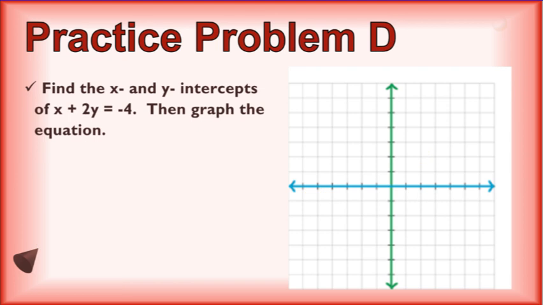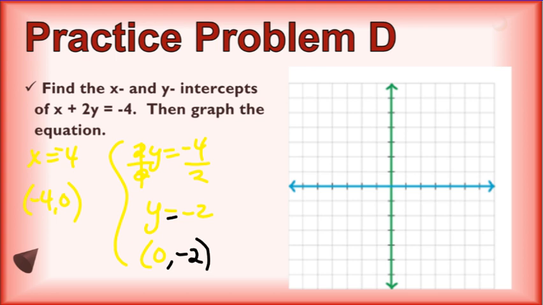And a couple more. Here, find the x and y intercepts. So when y is 0, x equals -4, so our point would be -4, 0. On this side, we got 2y equals -4. Get y by itself, divide by 2. Y would equal -2. So our point, when x is 0, y is -2.